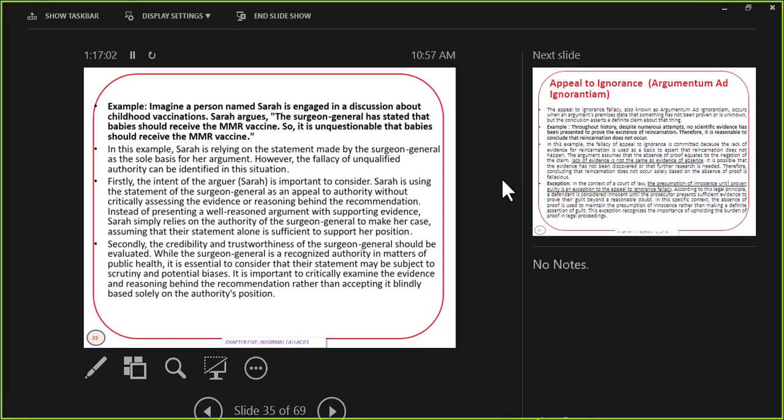Imagine a person named Sarah is engaged in a discussion about childhood vaccination. Sarah argues the Surgeon General has stated that babies should receive the MMR vaccine. Therefore, it's unquestionable that babies should receive the MMR vaccine. Of course, the Surgeon General is directly relevant to vaccination. But the argument is somehow questionable. It's not unquestionable. It's very open to critical scrutiny, right?